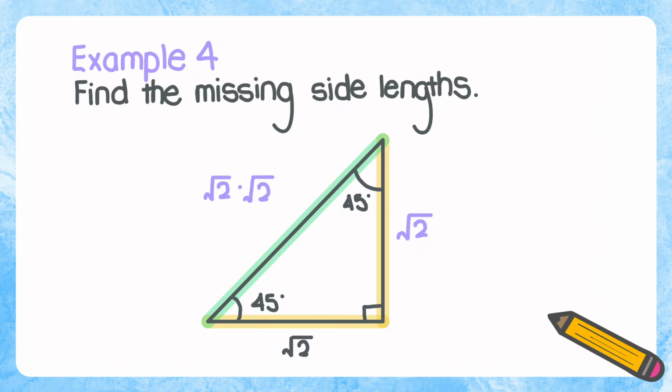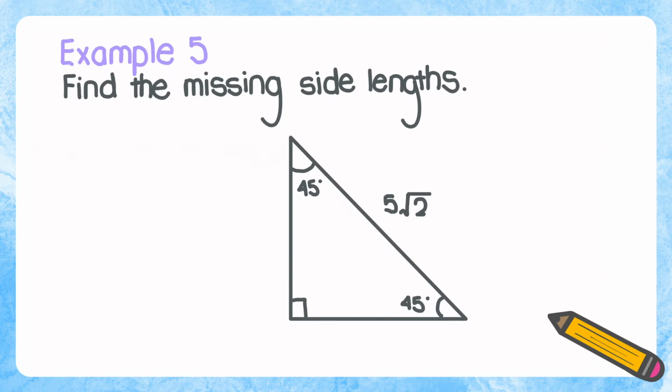Let's simplify this. This is the same as the square root of 2 times 2, which is the square root of 4, which is just 2. So in this case, the hypotenuse length is 2. So this example was a little different just because we had that radical as a leg length, but the idea is still the same.